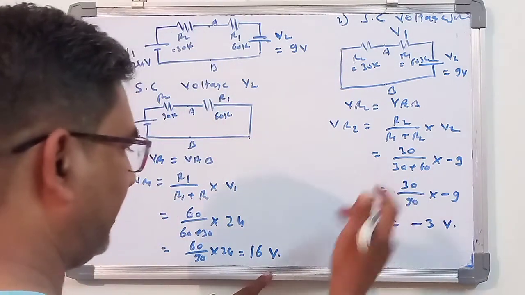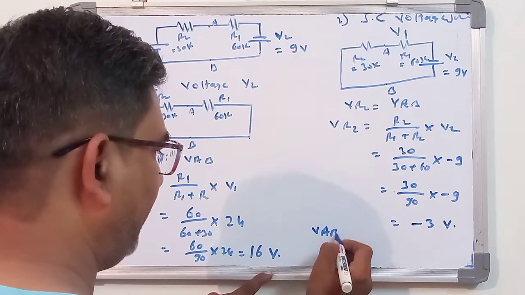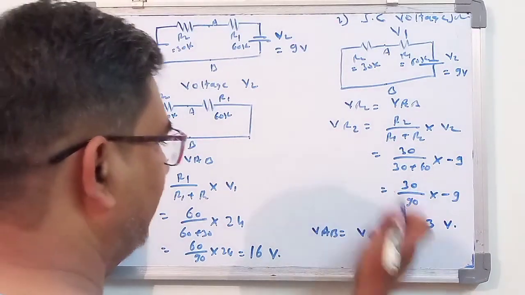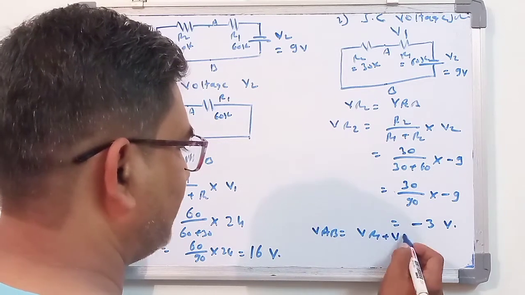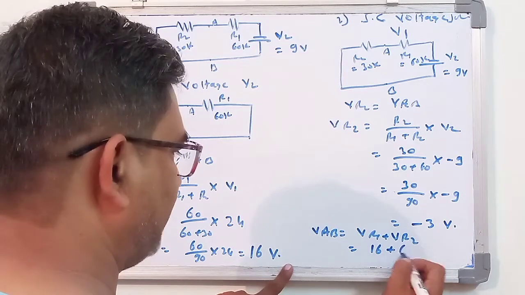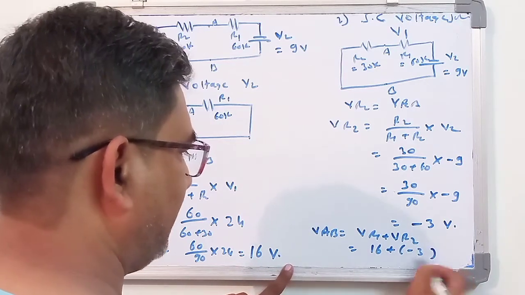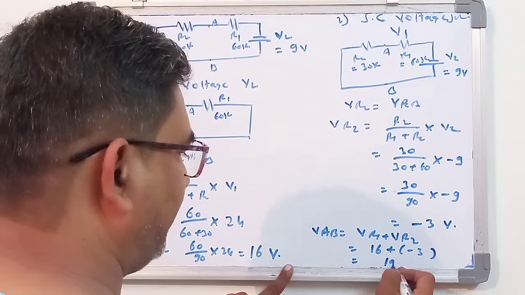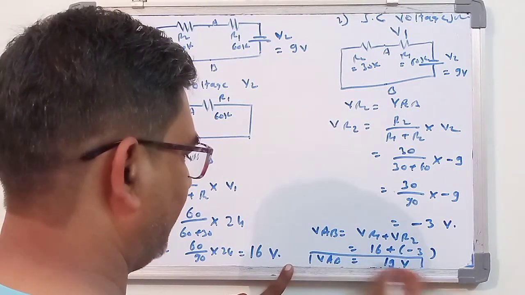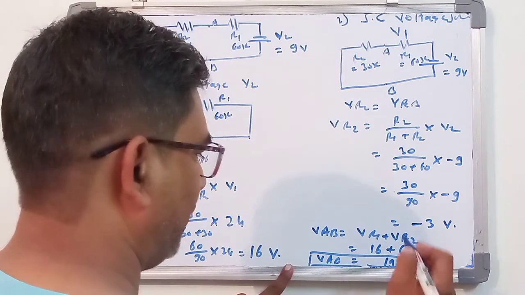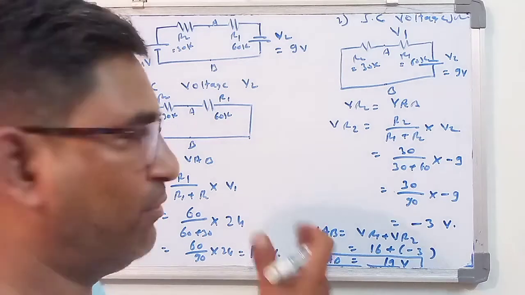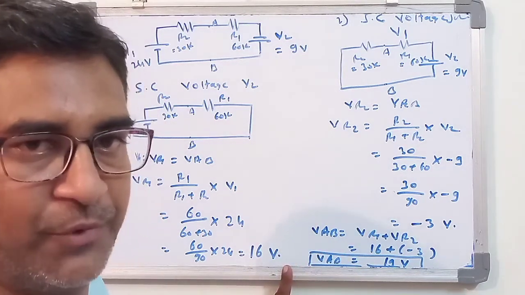Okay, and at the end VAB is equal to VR1 plus VR2, this is VR1, this is VR2, which is 16 plus, in brackets, minus 3, which is equal to 19 volt. So VAB is equal to 19 volt. So you obtain the value. In this way, the superposition theorem problems have to be solved by you. Okay, thank you.